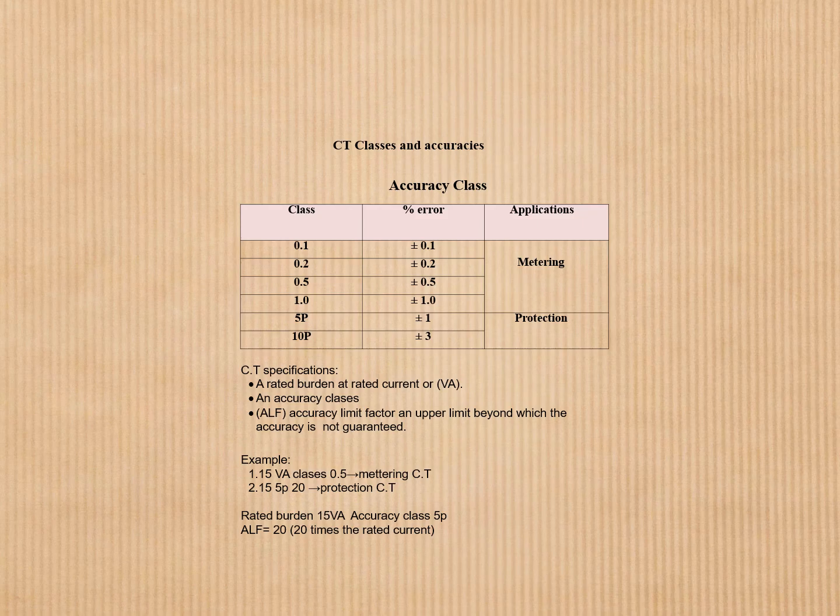Example 1, 15 VA class 0.5 metering CT. Example 2, 15 5P 20 protection CT: rated burden 15 VA, accuracy class 5P, ALF equals 20 times the rated current.